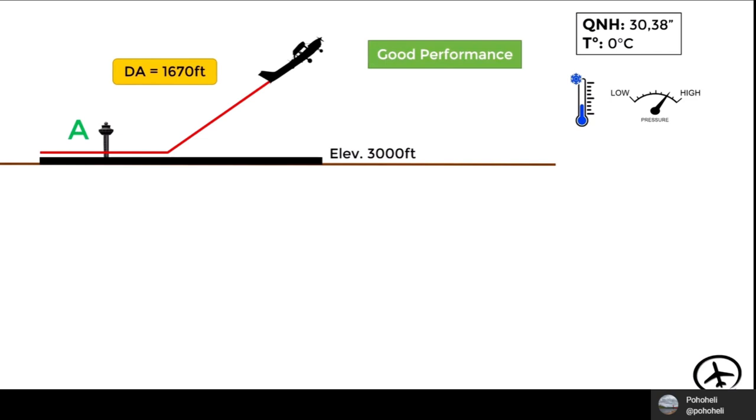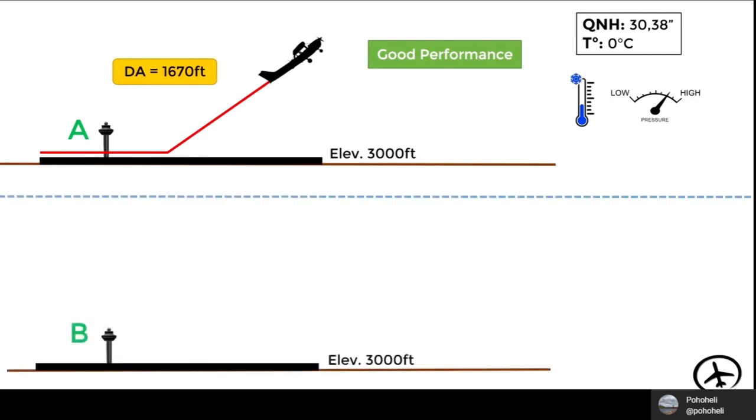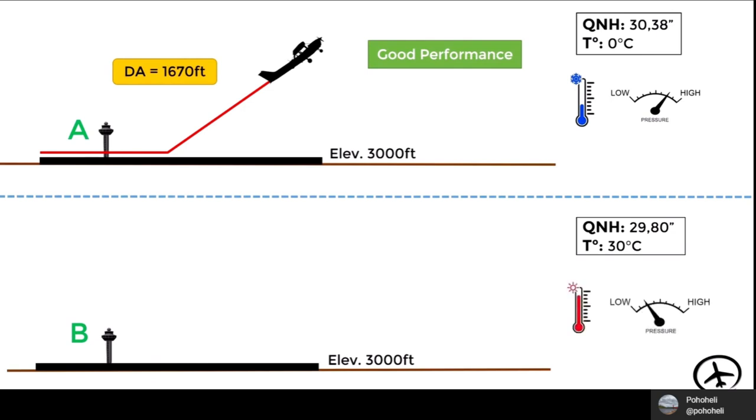On the other hand, let's look at Airport B, which also has an elevation of 3,000 feet, however it reports a QNH of 2980 inches of mercury and a temperature of 30 degrees Celsius. This represents a relatively low pressure and high temperature, which results in a low air density. Now, since the density is low, it means that the density altitude will be high. In this particular case, it is 5,600 feet.